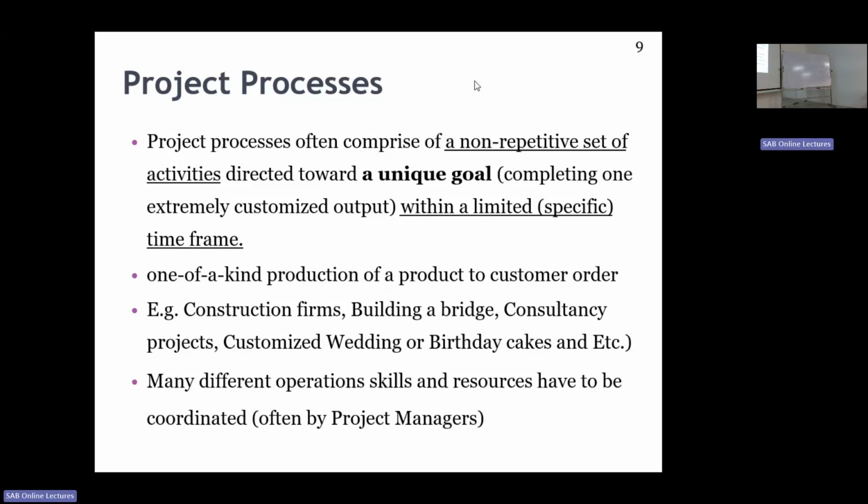What else? Per unit production cost is high, extremely high. Can you justify why that is, compared to even jobbing? Of course, batch, and then of course mass and continuous. The per unit production cost is extremely high. Why is that? They need to coordinate different resources. What else?